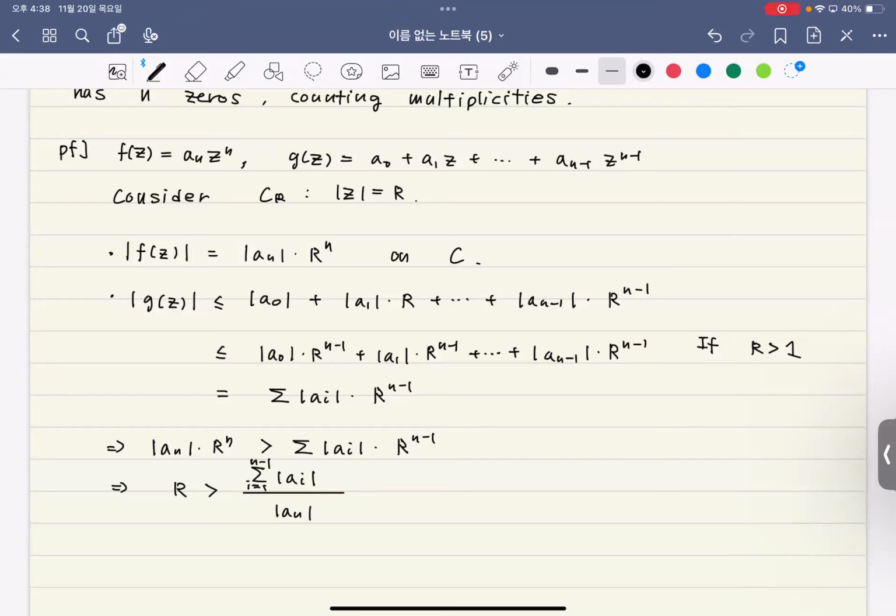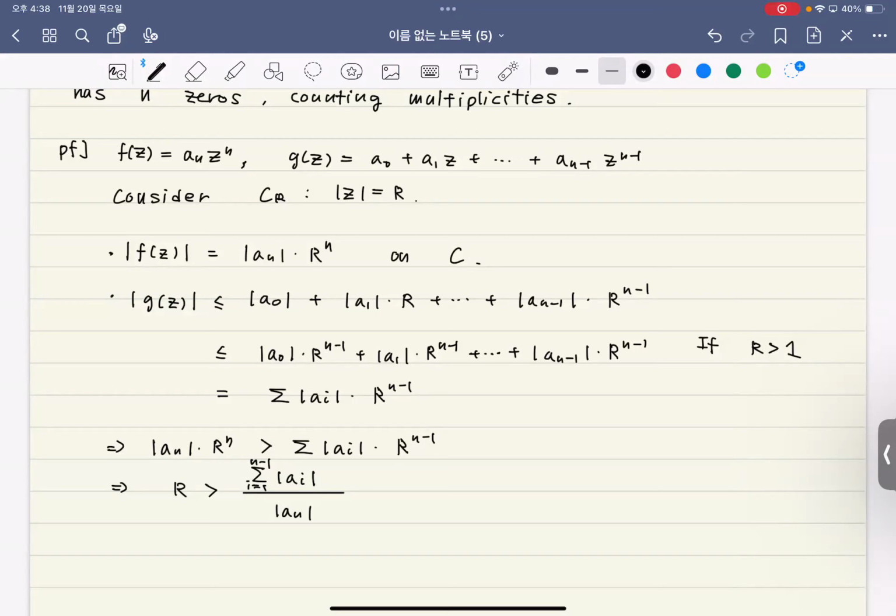Aha. Great. So what does it tell us? It tells us that if my circle is large enough, if my circle is larger than this number, then all zeros of this degree n polynomial lie completely inside of this large circle. And the number of zeros of your polynomial is exactly n, counted with multiplicity. So I guess this is a slightly better proof than before.